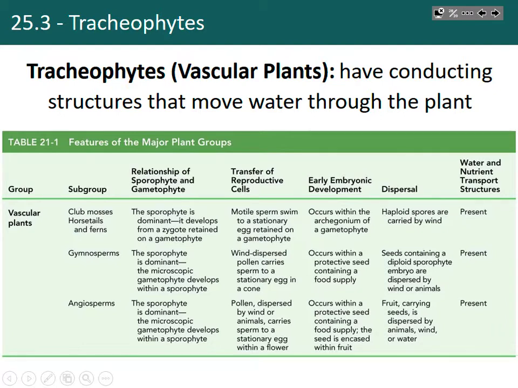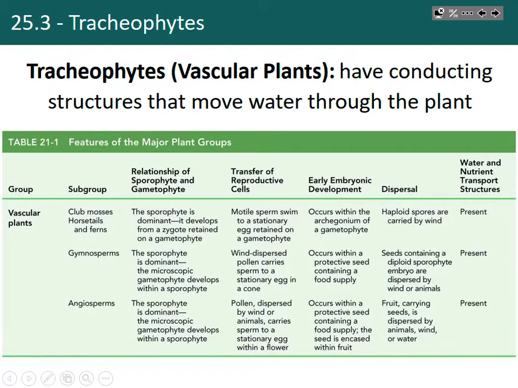So the vascular plants include club mosses, horsetails, and ferns. That's the first group we're going to talk about, and then also the gymnosperms and the angiosperms. In all three cases, the sporophyte is the dominant structure. So when you look at a fern, you're looking at a sporophyte. When you look at a wildflower, you're looking at a sporophyte. When you look at a tree, you're looking at a sporophyte.